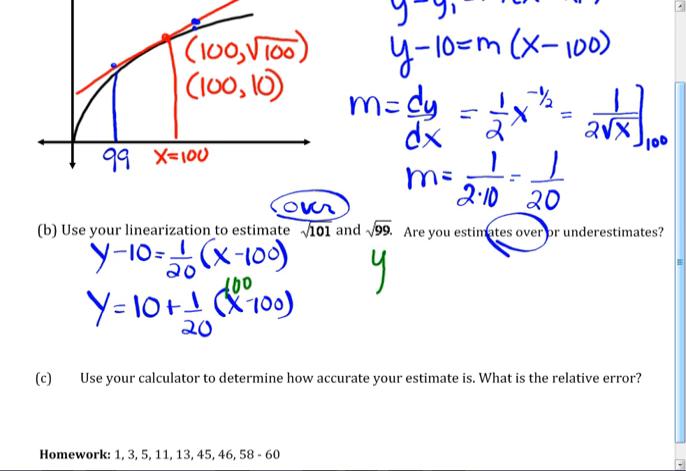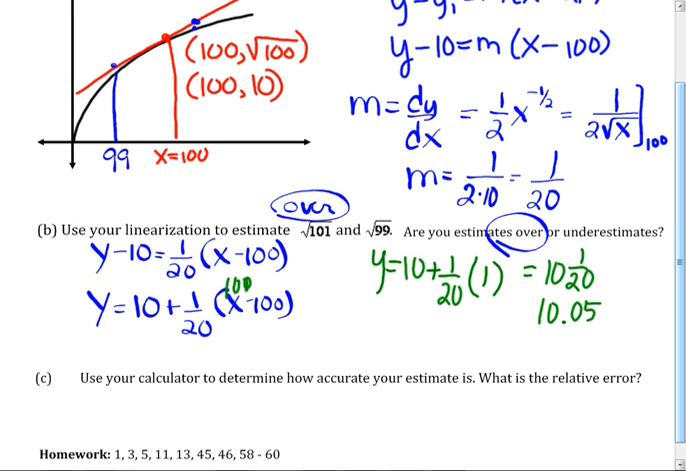So I'm going to get y equals 10 plus 1/20th of, whoops, that's supposed to be a 101. What's 101 minus 100? It's 1. Do you see why I don't want to distribute all that out and combine like terms? The arithmetic is much easier. So what's 10 plus 1/20th? You can write it 10 and 1/20th. Or you can write 10 point what? Anybody know what's the decimal? 0.5.